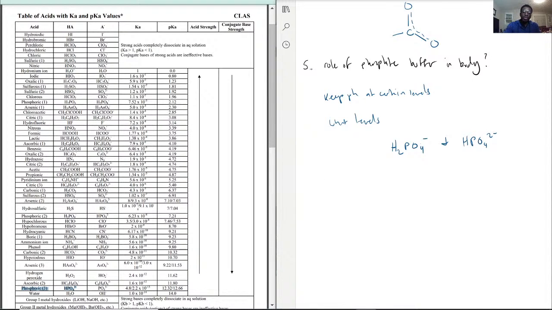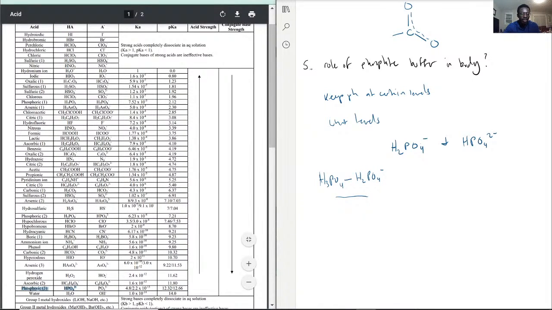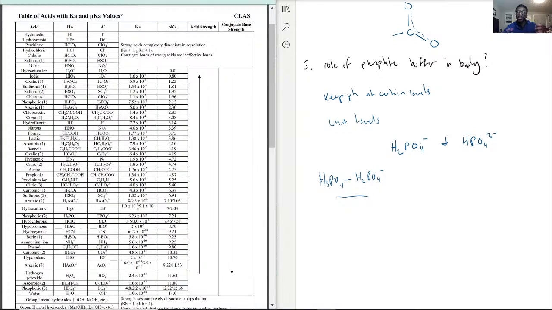If you look at H3PO4 to H2PO4 minus, that'd be the transition. This buffer system will be based on the pKa. So you see here, we have H3PO4, its conjugate base is H2PO4 minus, and its pKa, which tells you what pH range it will be a buffer system in, is 2.12. And I can tell you, as a matter of fact, if our system was stuck at that, we would die.